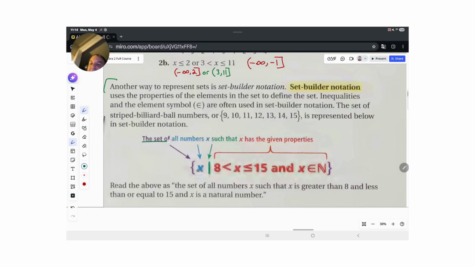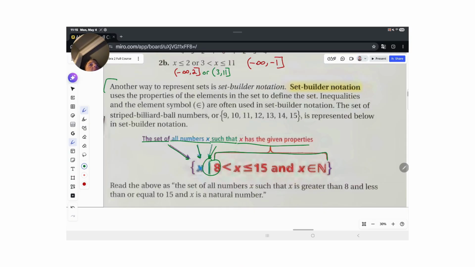Let's go through each part. The set of all numbers x such that x has the given properties. And here they are. So the set of all x such that, and then the condition. Set builder notation describes a set by stating a rule that every member must satisfy. And we saw that the vertical bar here is read as such that.